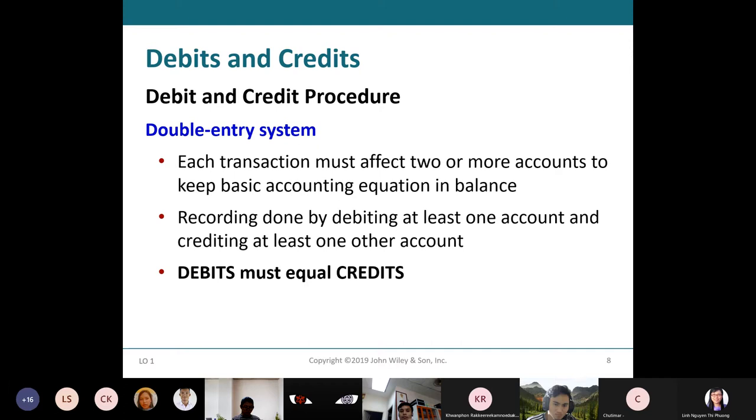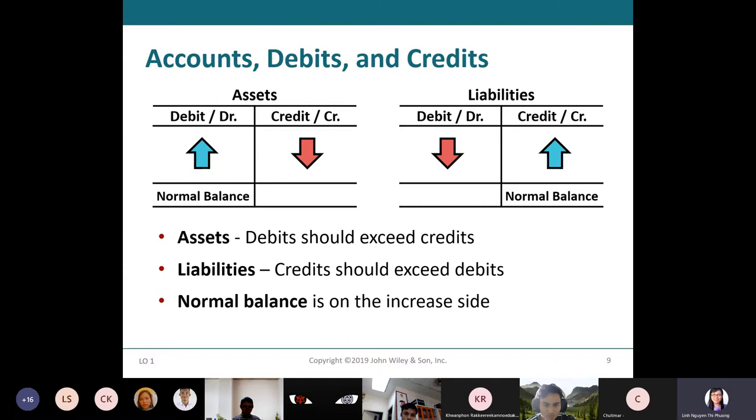Okay, so we learned just now that assets are on the left side of the accounting equation. So when assets increase, we debit. When assets decrease, we credit. And the term normal balance: what is normal balance? Normal balance means the balance will be on the increase side.